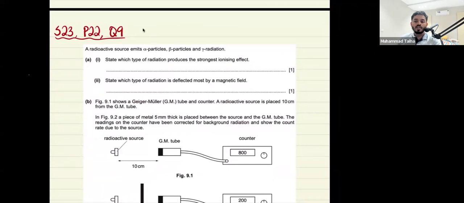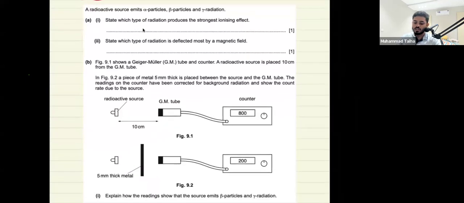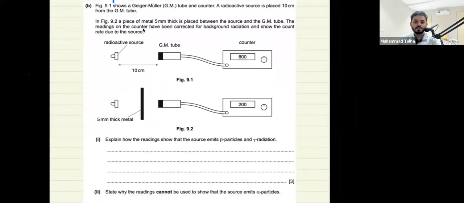Ionizing radiation causes cancer and those things. Penetrating radiation does not have those effects. So which type of radiation is the most ionizing, which is deflected most by a magnetic field? The answer is beta because it has a large charge and a small mass.